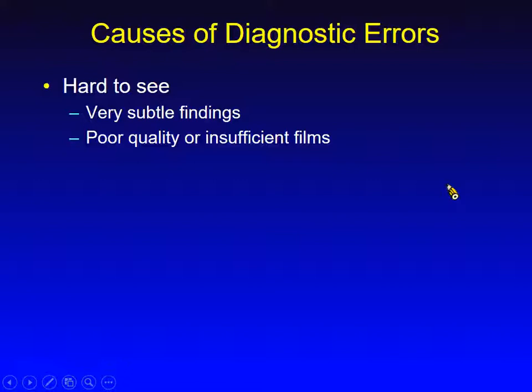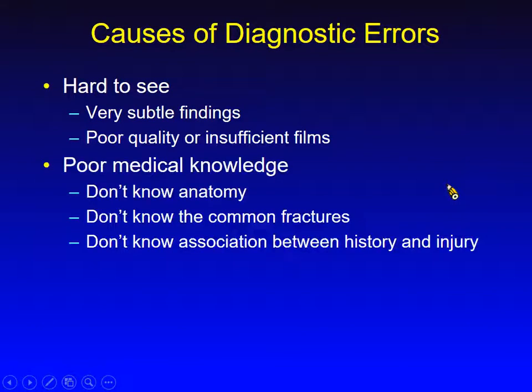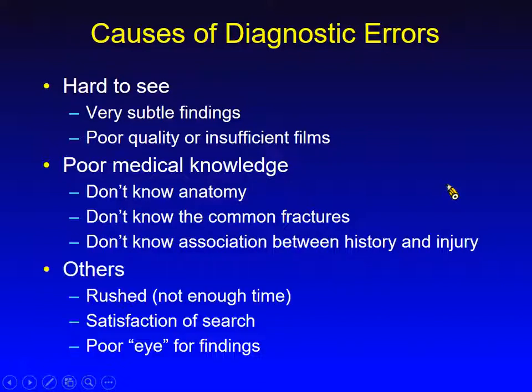All right, so typically these errors in diagnosis come from a couple of things. Why would we miss them? Well, one would be that they're very hard to see. These are very subtle findings, or maybe you had poor quality or insufficient films that don't help you look at the study. Two would be poor medical knowledge. Maybe you don't know the anatomy, you don't know what the common fractures are, so you don't know the association between the history and the injury, so you're not sure what to look for.